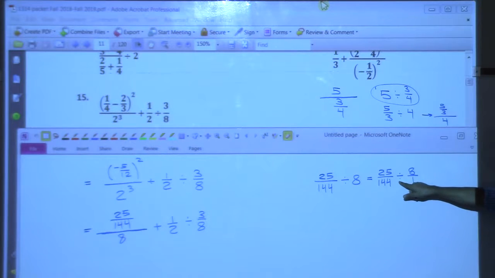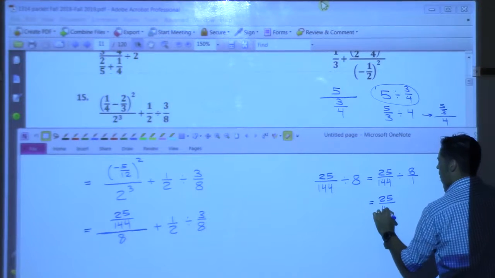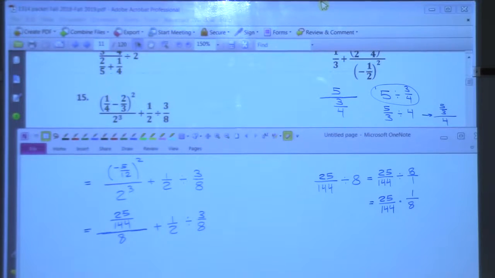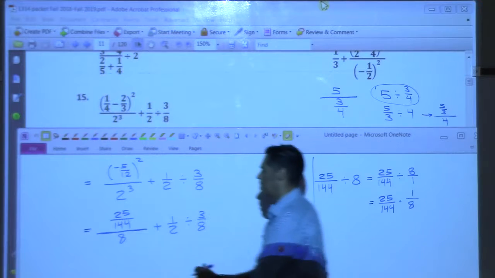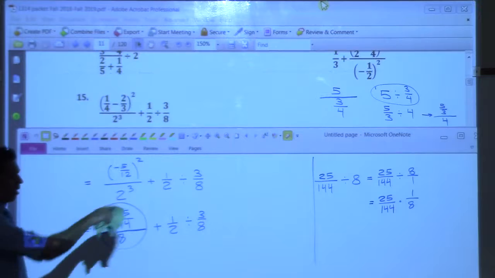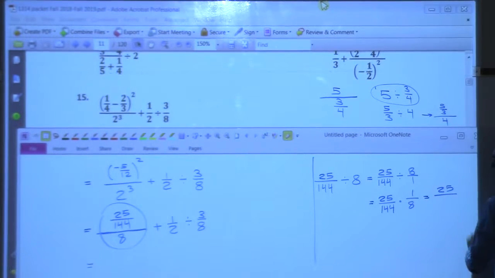So I can flip it, right? To do division goes to multiplication. So this is going to be 25 over 144 times 1 over 8. So this is my scratch work on the side, right? So my next line over here is going to be that this turned into, oh, I never multiplied across, sorry. 25 over, what's 144 times 8? 1,152?